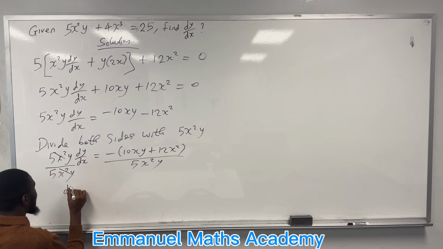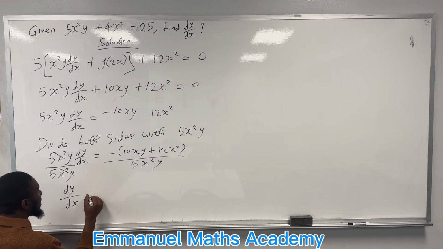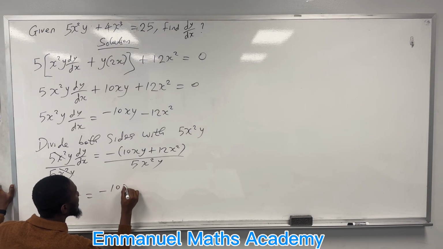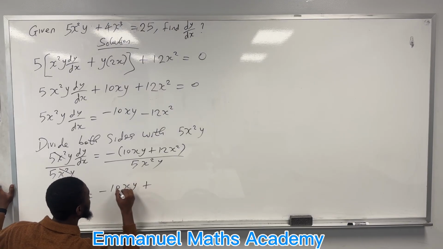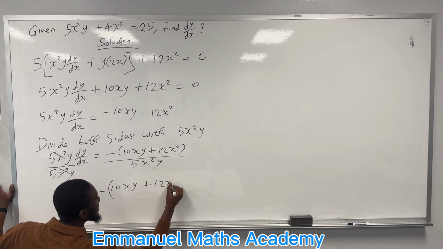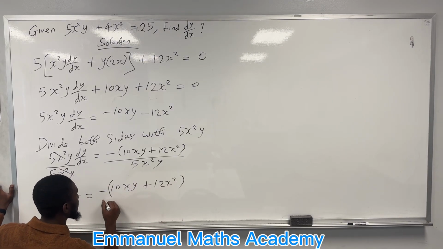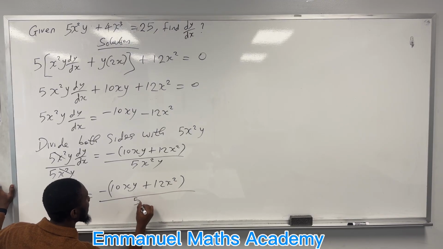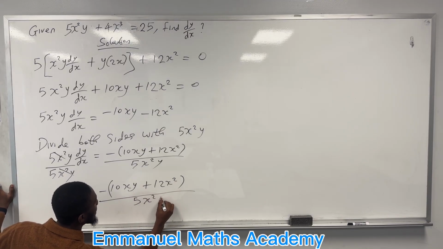Hence, our dy/dx is equal to what? Minus 10xy plus 12x squared, over what? 5x squared y.